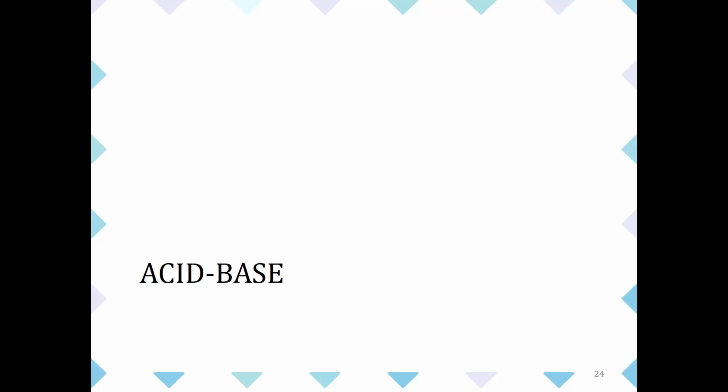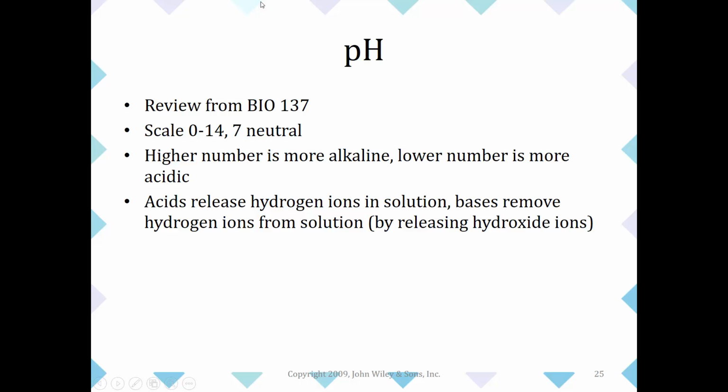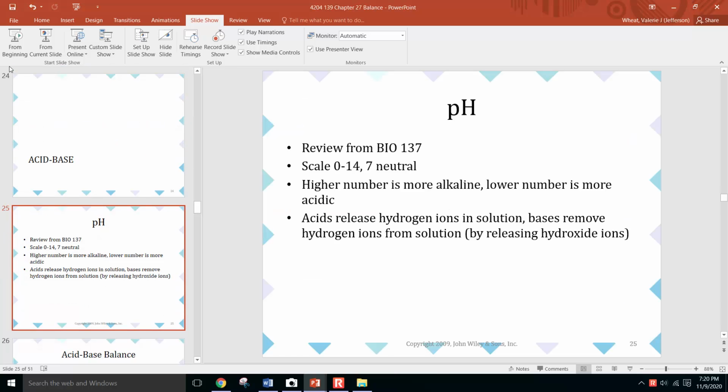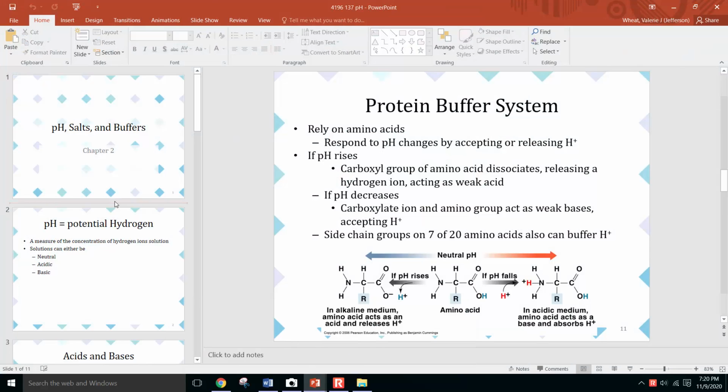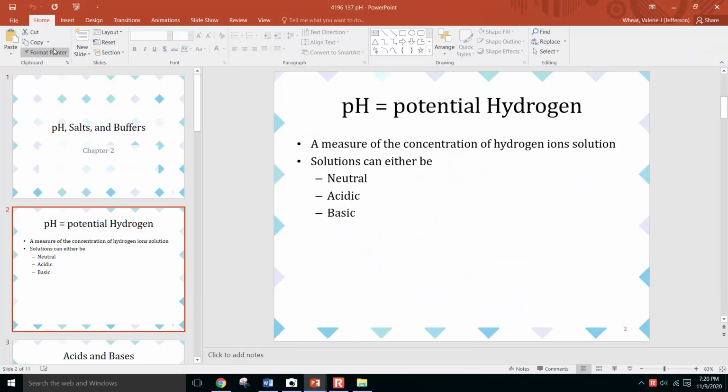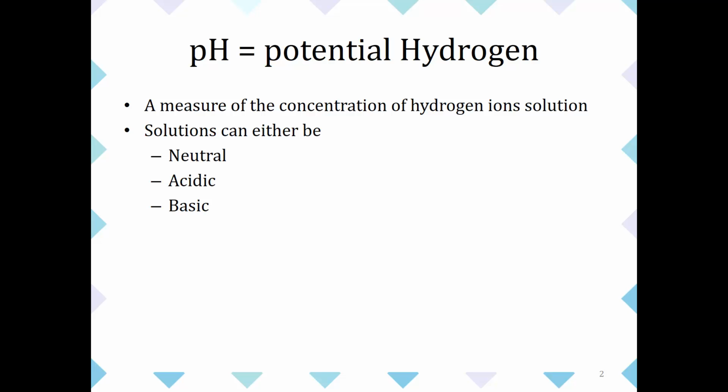So the third lecture on chapter 27 is going to be on acid-base balance, or acid-base homeostasis. And so we're first going to start with a really quick review of pH from Bio 137. Okay, pH means potential hydrogen. It's how much hydrogen can be released in solution. So a solution can either be neutral or acidic or basic.